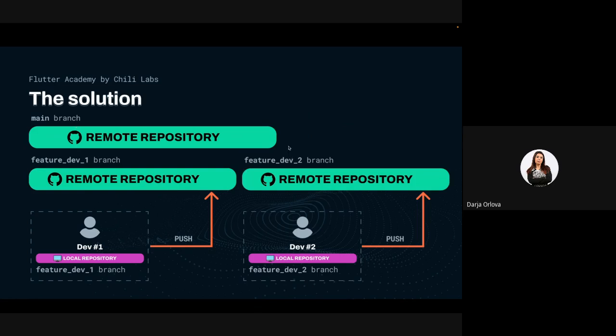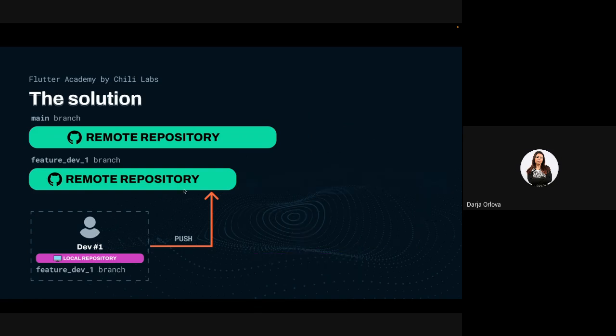We still need to somehow share it with other developers, right? So now let's forget for a minute about developer 2. We need to understand how we make those changes in the feature dev1 branch available in the main branch.